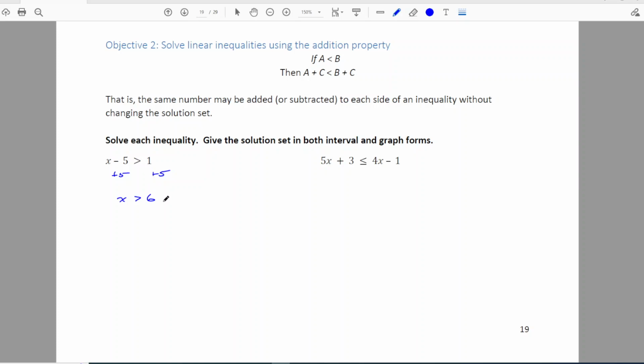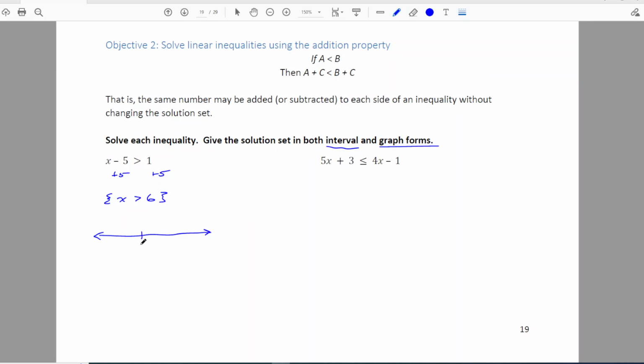Okay, well let's show that as set notation, which is this guy, but also give the solution set, this guy, in both interval and graph forms. So they want you to visually show what the solution is. So if I was to graph this, I only have one variable, so I just need one axis. So I've got my x-axis here.